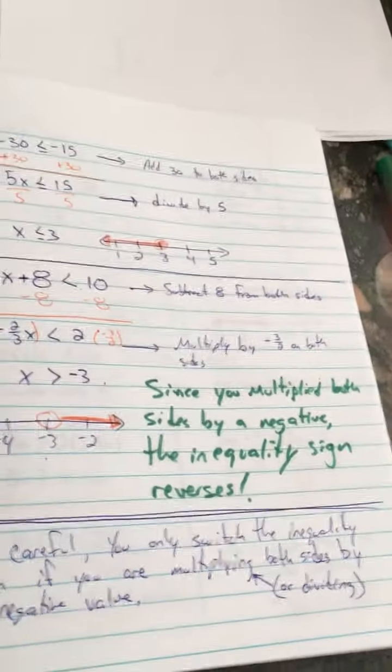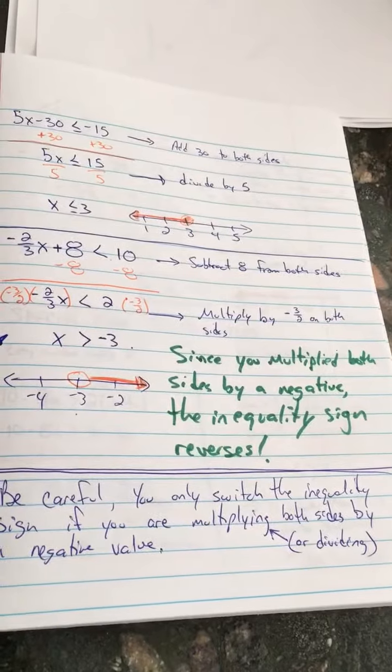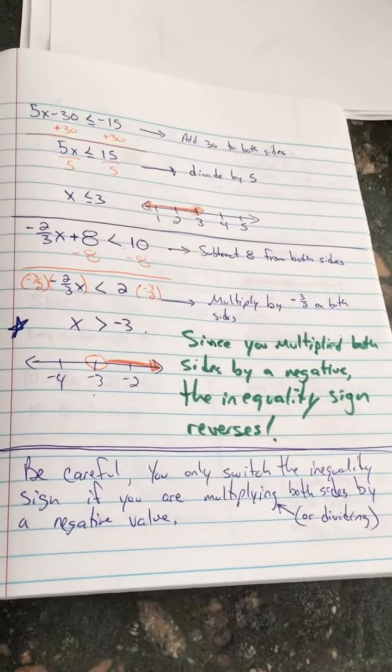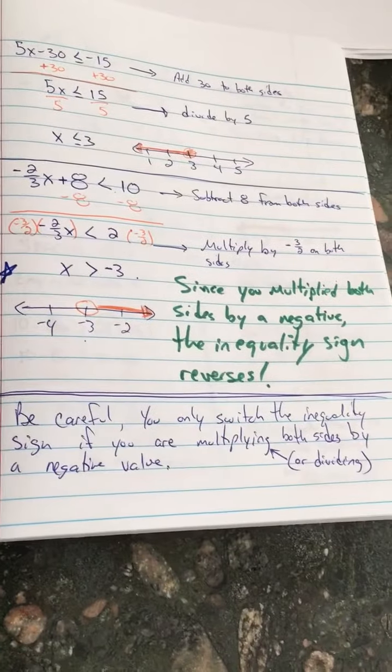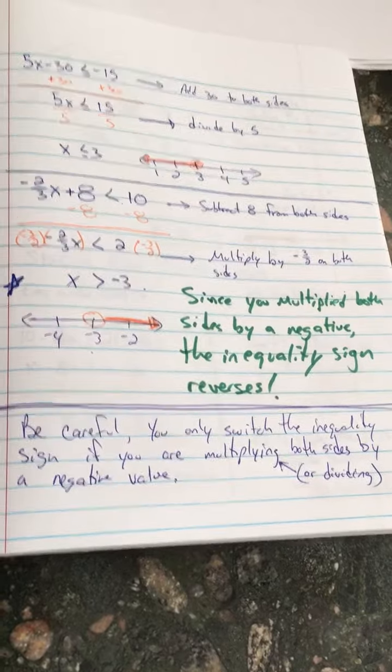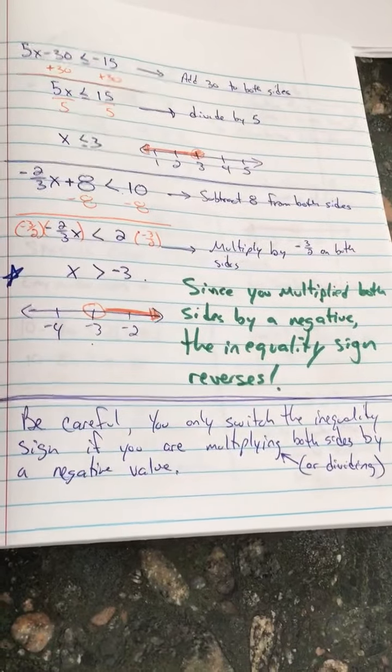All right, and again, you can see there in green, since you multiply both sides by a negative, the inequality sign reverses. All right, that little be careful down there, let's see what that says. Be careful, you only switch the inequality sign if you are multiplying or dividing both sides by a negative value.